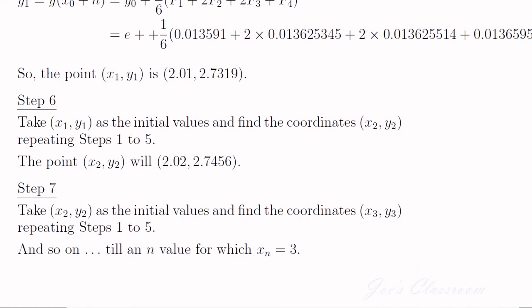Take x2, y2 as the initial values and find the new coordinates x3, y3, repeating these steps 1 to 5. Anyhow, the steps 1 to 5 have to be repeated until you reach xn, which is given as 3. So we are finding the solution from x is equal to 2 to x is equal to 3.